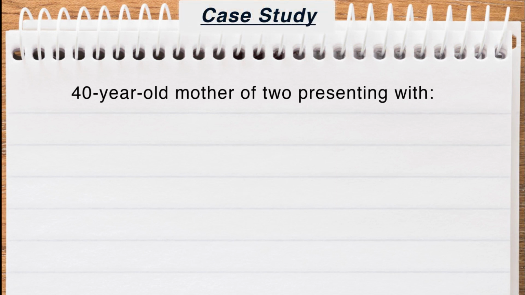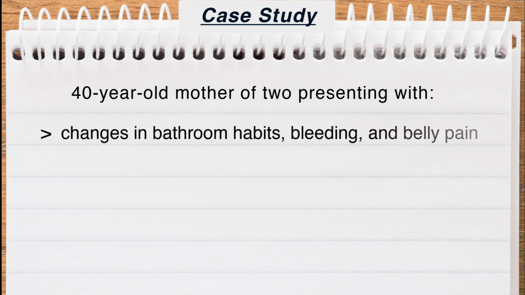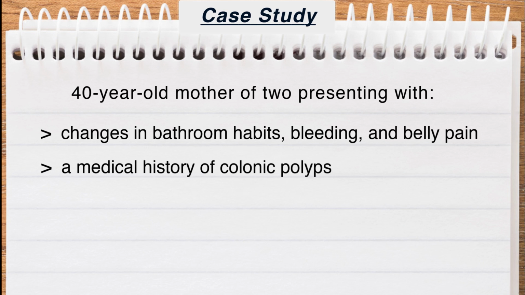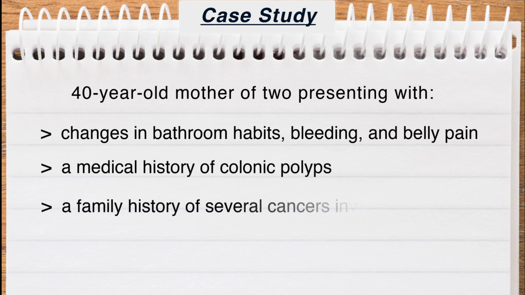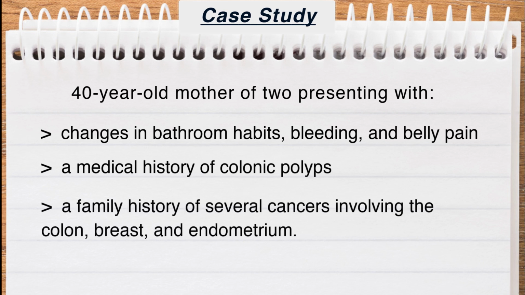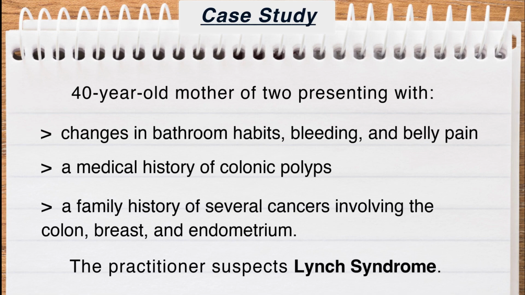mother of two presenting with changes in bathroom habits, bleeding, and belly pain, a medical history of colonic polyps, and a family history of several forms of cancer involving the colon, breast, and endometrium. These features lead to a suspicion of Lynch syndrome.